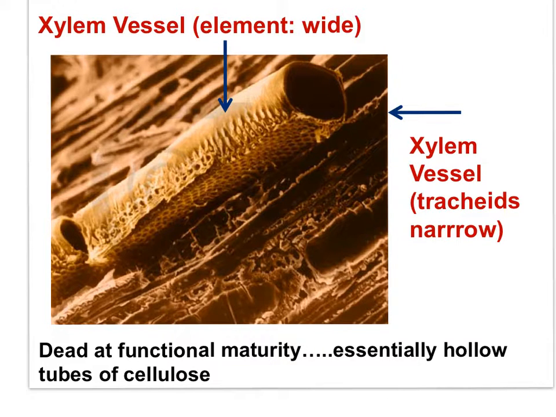The wide vessels are called elements. The narrow vessels are called tracheids, and they can be seen right here. These vessels are dead at functional maturity. They are essentially just hollow tubes of cellulose.